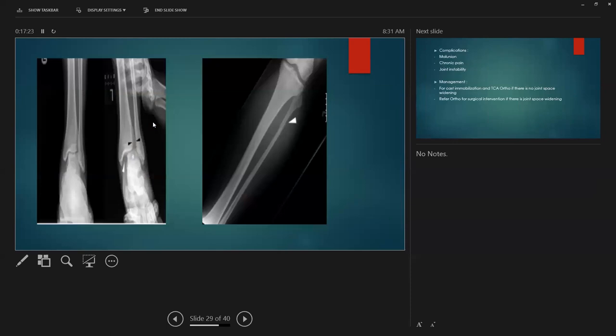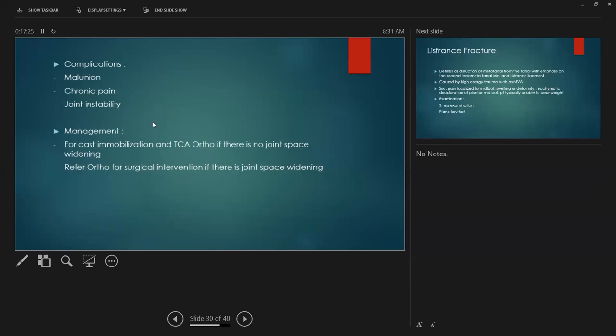So next is the complications of the fracture. If we miss this fracture, the patient will have a non-union of the fracture, which will bring a lot of chronic pain to the patient and joint instability. For management of this fracture, we will do cast immobilization and follow-up under ortho if there's no joint space widening. But if there's joint space widening, then you have to refer ortho for surgical intervention.